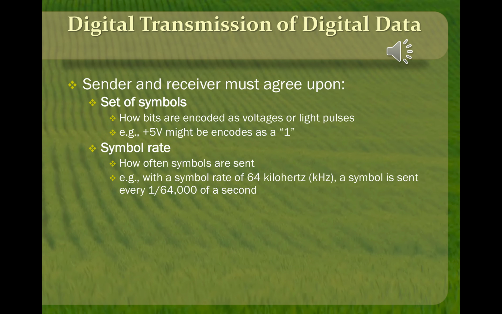I'm not going to go into a ton of detail on that stuff. I don't know how I can really reproduce it for this class, and it's a little bit beyond the scope of this class. So the symbol rate will tell how often the symbols are sent, and it gives you an example right here.